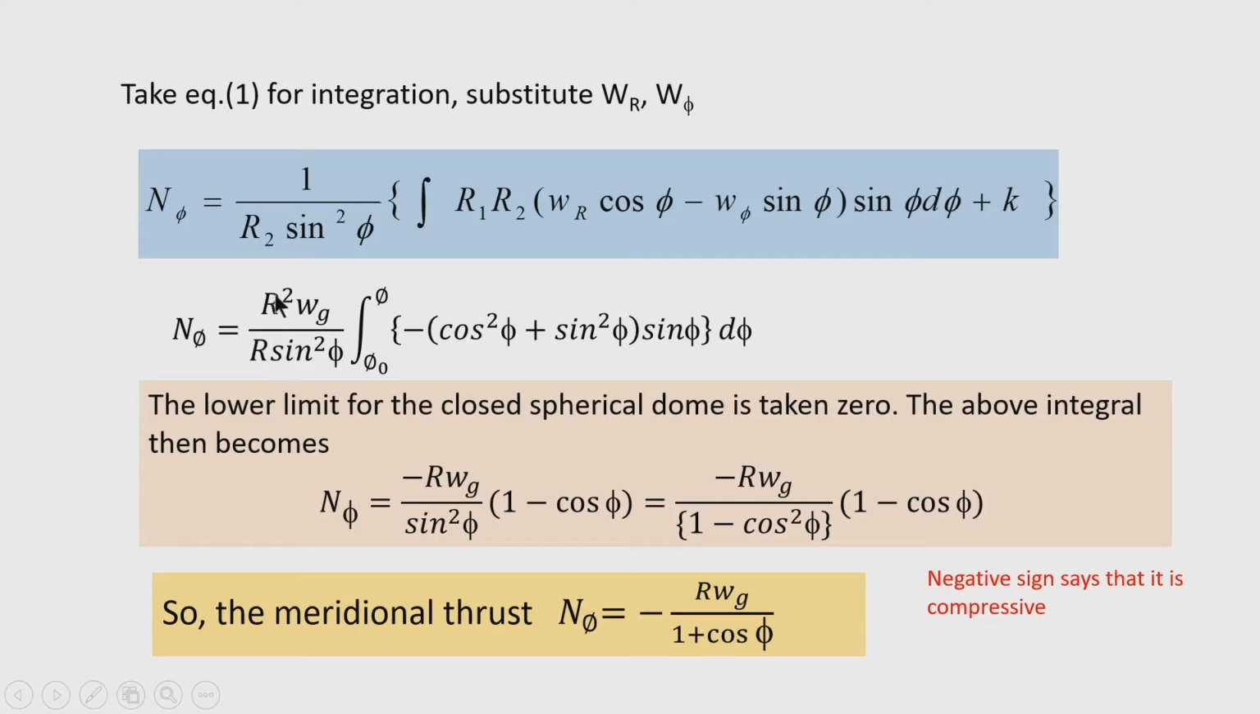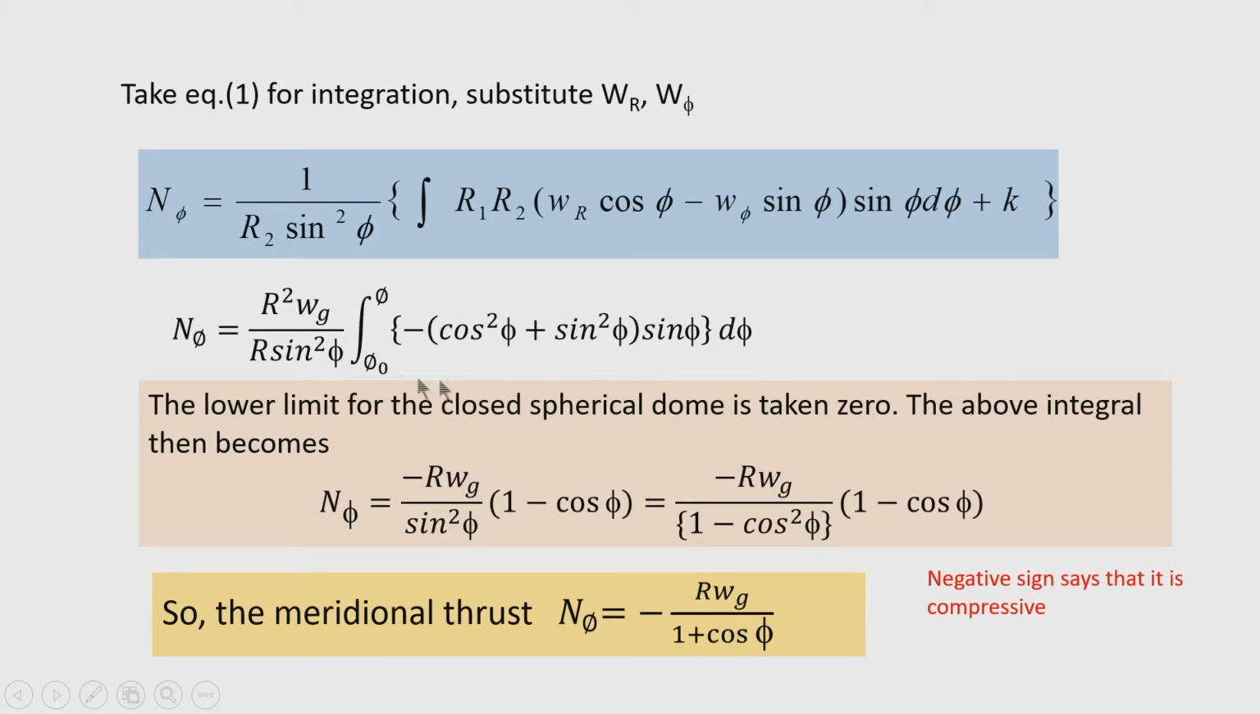So, cancelling this r square with r, that is dividing r square by r, we get 1 r, and then this term is 1, since cos square phi plus sin square phi is 1. Then there remains only the integration of sin phi d phi, with the limit phi naught to phi. Now, for a closed shell, the lower limit is taken as 0. So, 0 to phi we have to integrate. Now, integrating sin phi, it will be cos phi, and the limit will be 0 to phi.